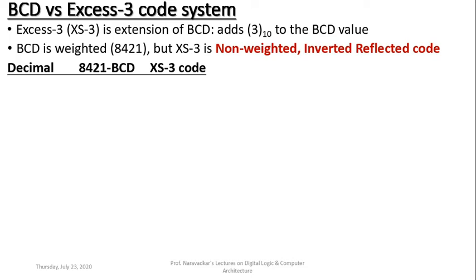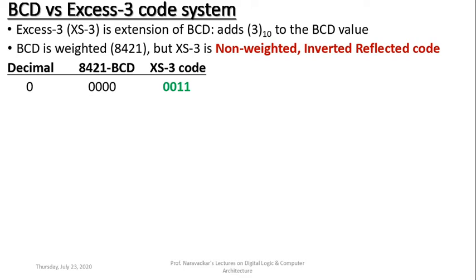Now here is a chart showing decimal values 0 to 9 in the first column. Then its equivalent 8421 BCD, which we calculated in the earlier slide, is simply represented in front of the decimal. And then the XS3 code representation is in the third column. So let us start here with 0. As calculated, the 8421 BCD is 0000. But how to calculate that XS3 code? Very simple.